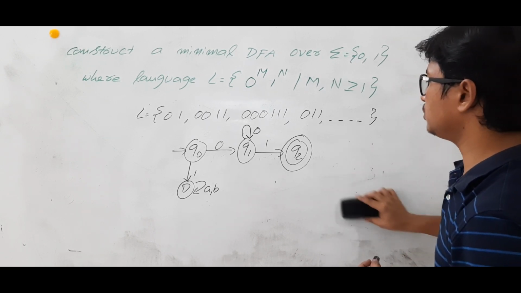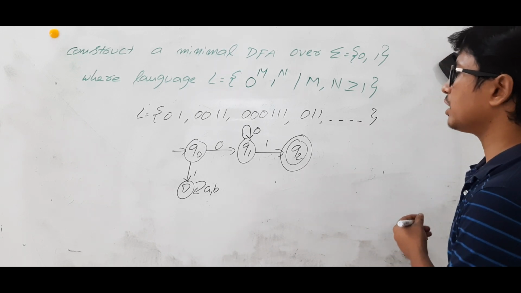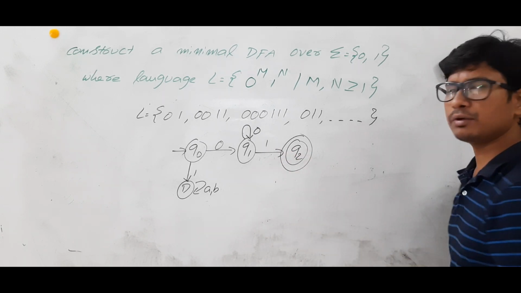So Q1 and Q0 are finished. Now we'll come to Q2. Q2 on 1, what will happen? How would you have reached Q2?